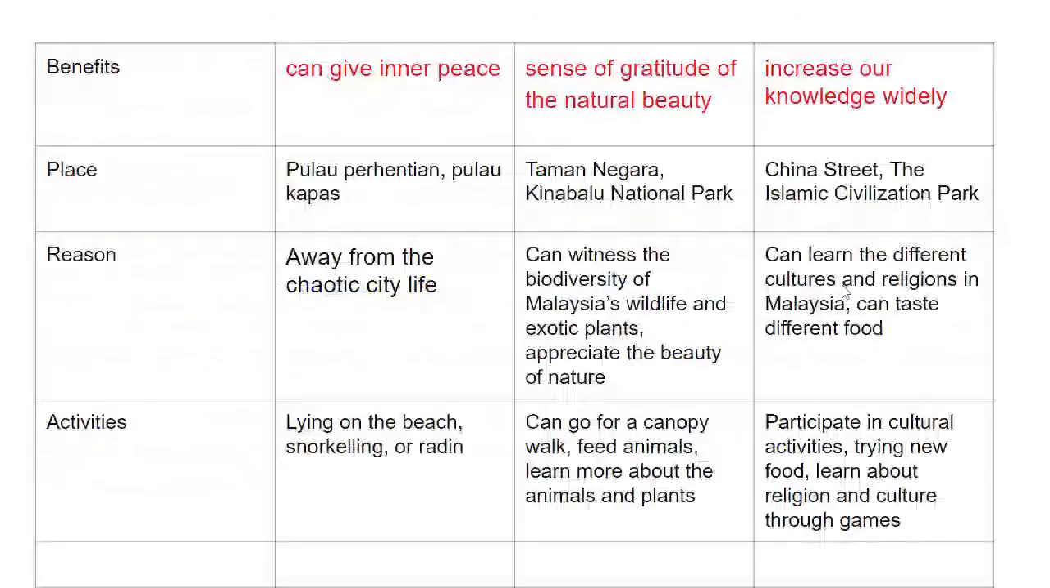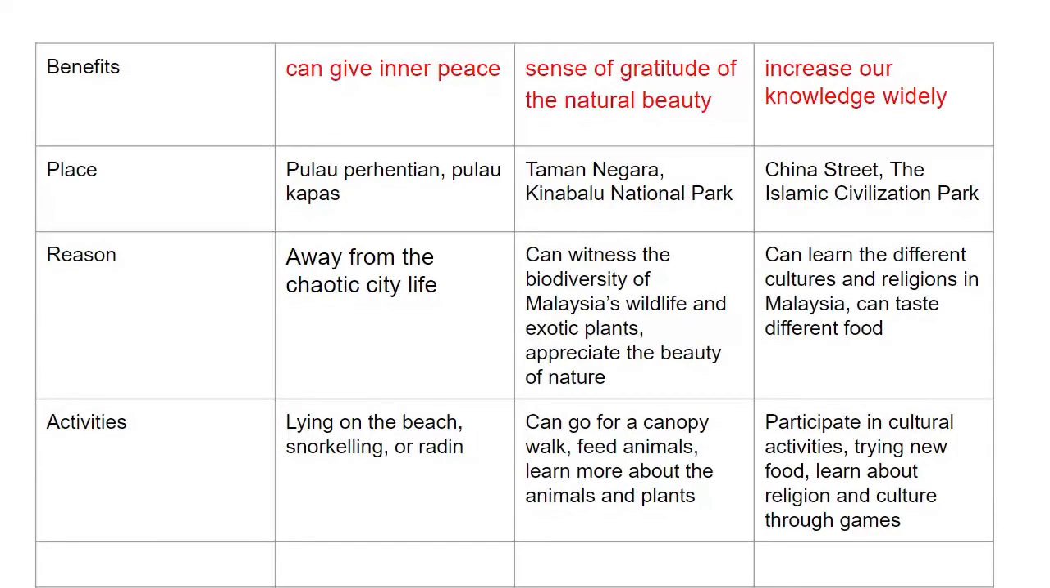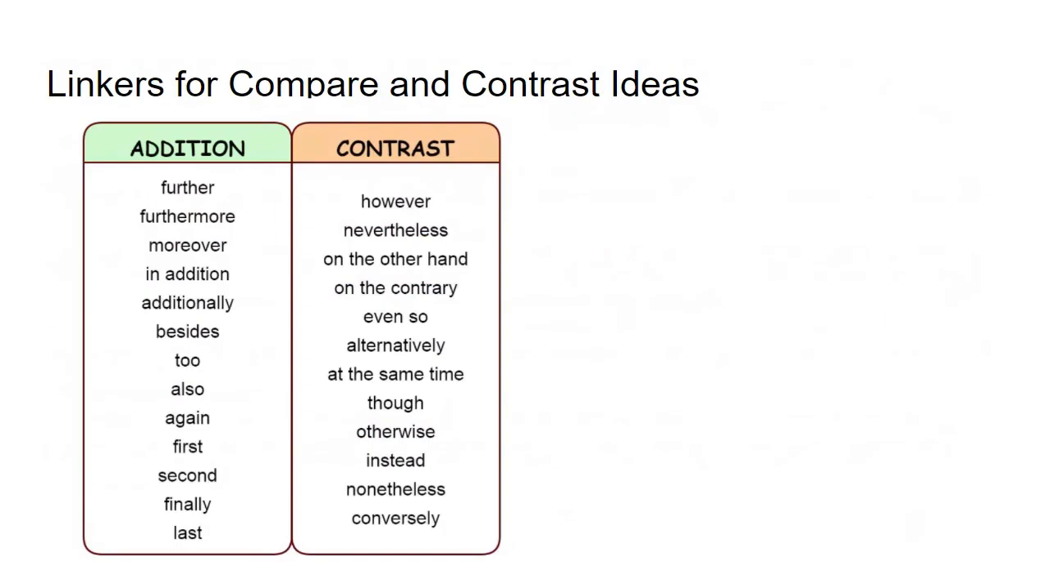So, for example, like here, Pulau Perhentian. Okay. Firstly, visiting interesting places can give us inner peace. Malaysia has many beaches like Pulau Perhentian and Redang Island, or Perhentian Islands and Redang Island, which can help us to release our stress. The main reason is by visiting the beaches, we can go away from the chaotic city life, or run away from the chaotic city life or the hustle and bustle of city life. Like that. Okay. And then these are some linkers.